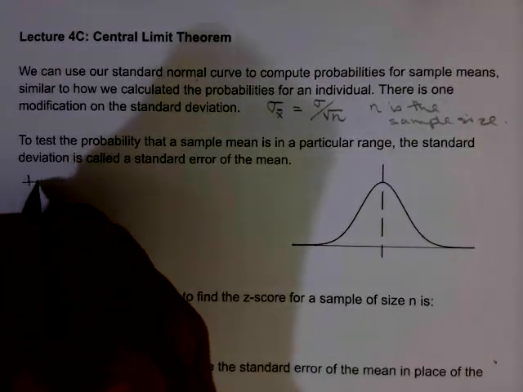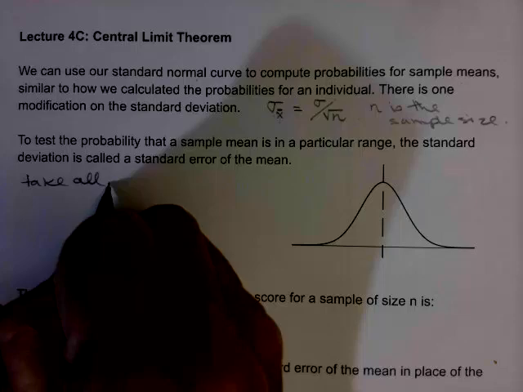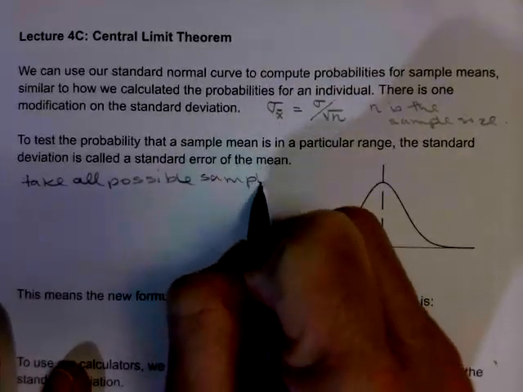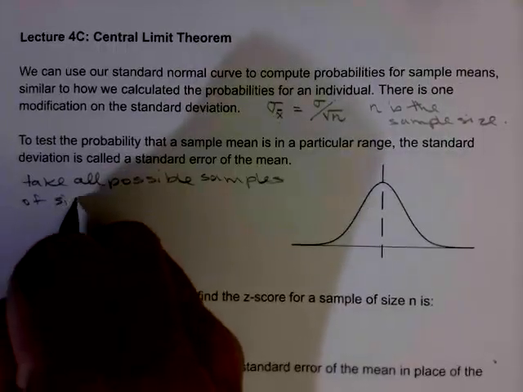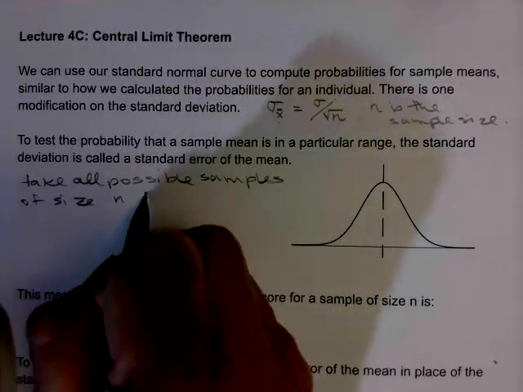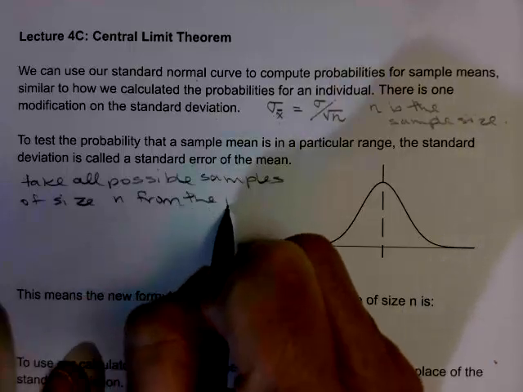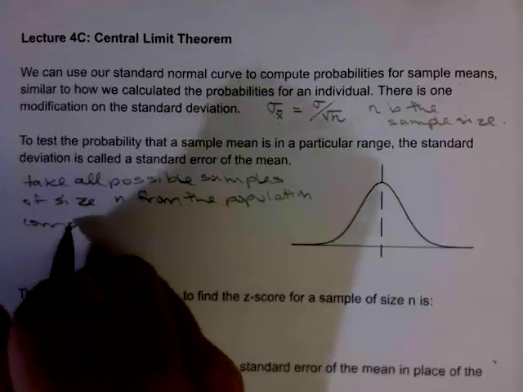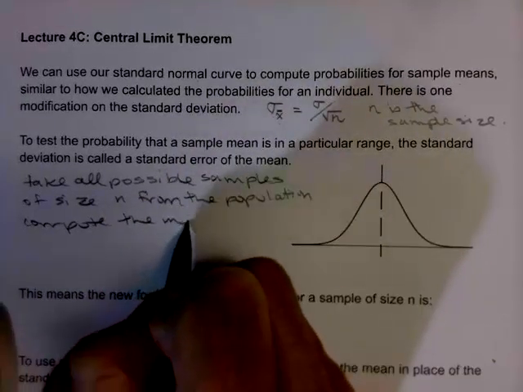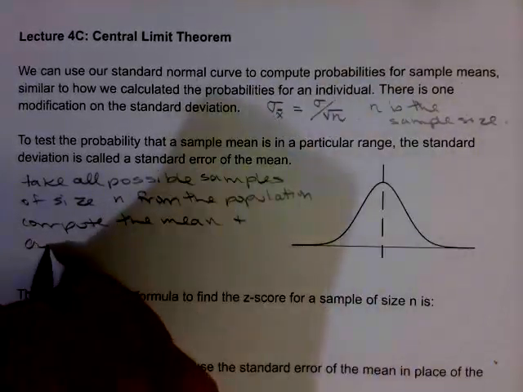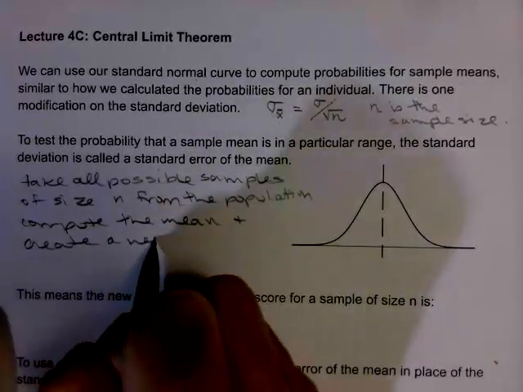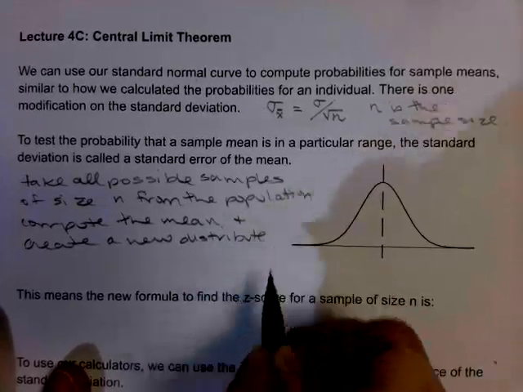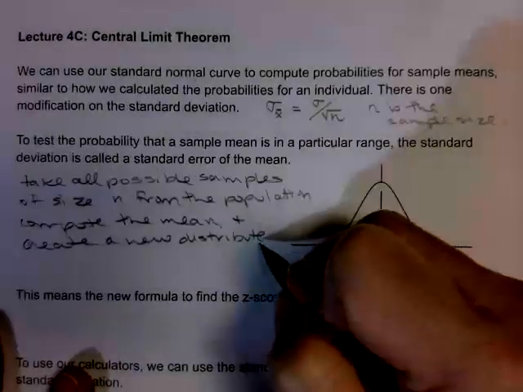So again, we're going to take all possible samples of size n from the population, compute the mean, and create a new distribution. We're not really going to do that, but that's how we come up with this theorem.